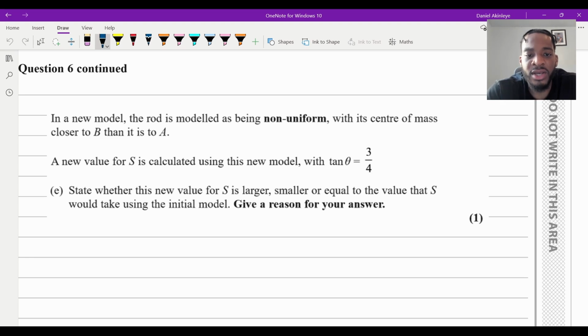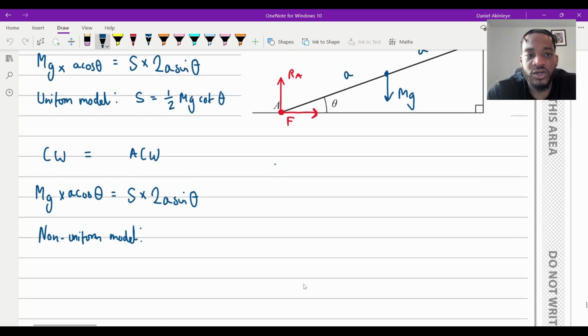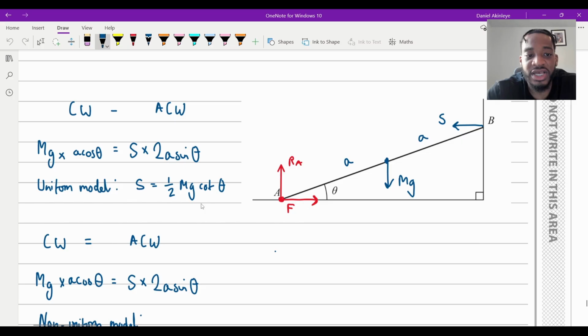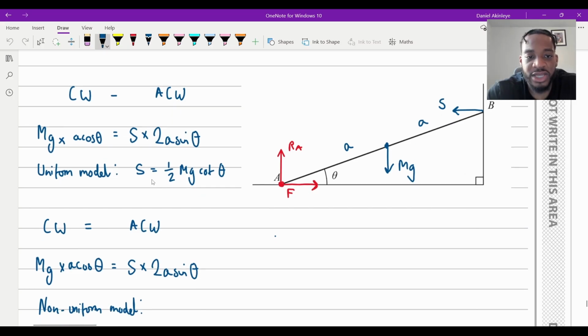Okay, so for me, I think this is not the most straightforward one marker, but what I would do is just attempt to calculate a new value for S, right? So what I've got here, just underneath, is a little bit of what we did in part B when we took moments. And this is what we had initially, right? We figured out that S was equal to half mg cot theta. Now remember, this is when the center of mass was in the middle, right?